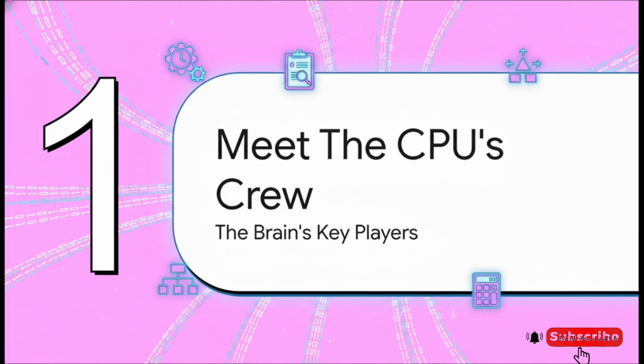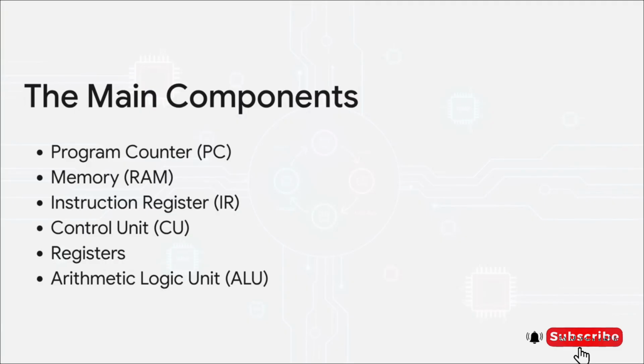Okay, so to really understand how this all works, we've got to meet the team. The crew working inside what we call the Central Processing Unit, or CPU. You can think of these guys as the specialists, and each one has a very, very specific job to do. And here's our lineup. We've got the program counter, your main memory, that's RAM, the control unit, the arithmetic logic unit, and these super fast little storage spots called registers. Every single one of them is absolutely essential to get even one command processed. So let's get to know them a little better.